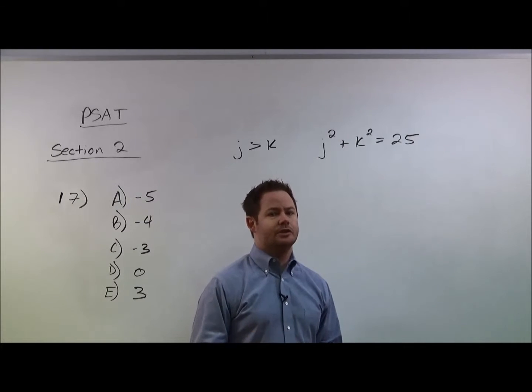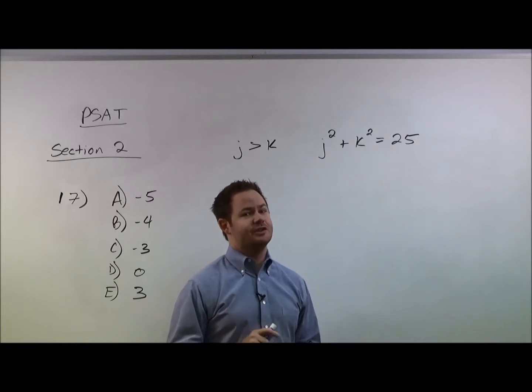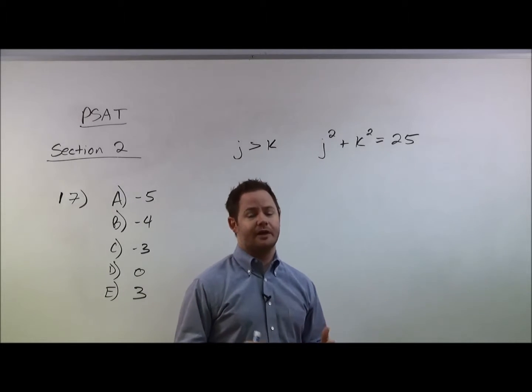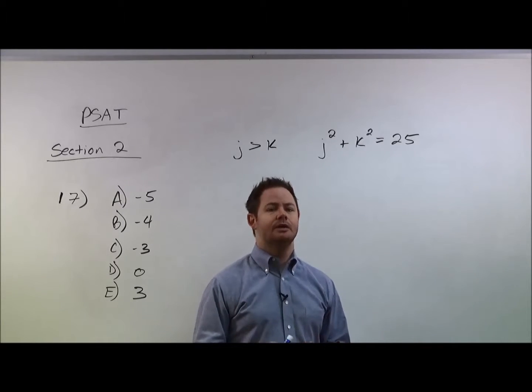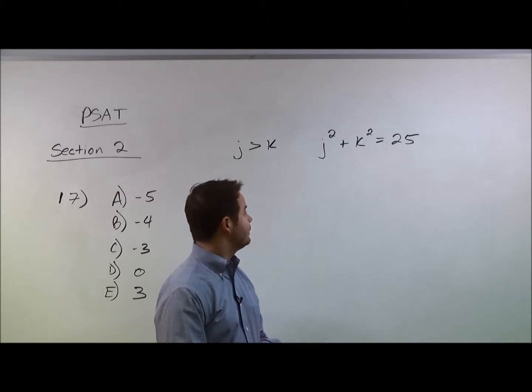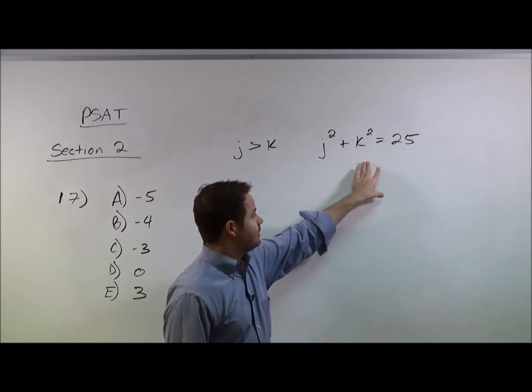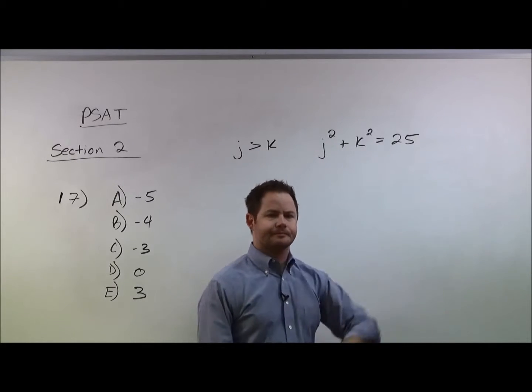And what is an integer? So hopefully you said an integer is a non-decimal non-fraction. That's exactly what an integer is. It could be positive, it could be negative, it could be zero, but it just can't be a decimal, it can't be a fraction. And then they also tell us that J squared plus K squared equals 25.